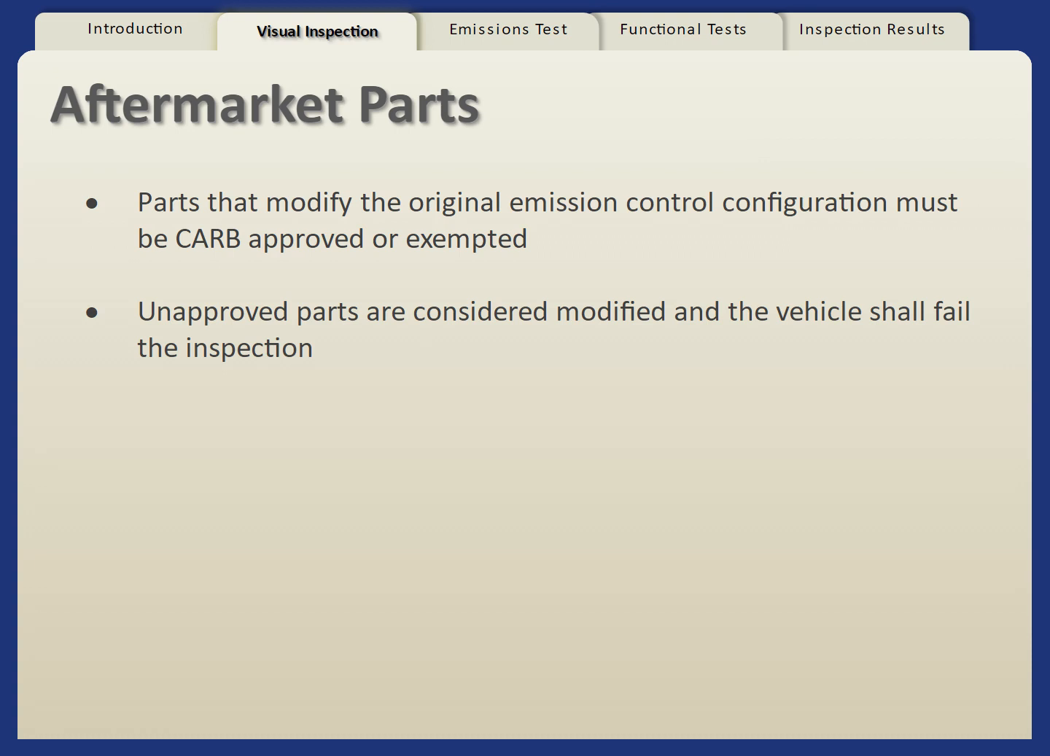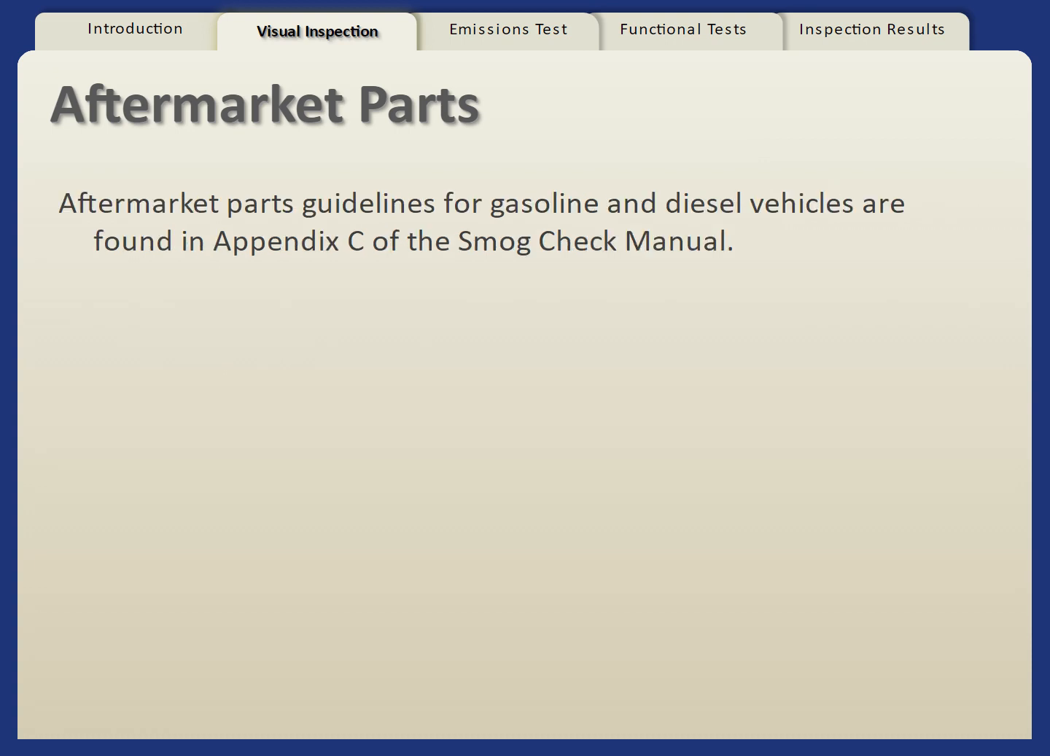If a vehicle is equipped with parts that modify the original emission control configuration, inspectors must verify whether those parts are ARB approved or exempted. If the installed parts are not ARB approved or exempted, and the original emissions control configuration has been modified, the corresponding emission controls are considered modified, and the vehicle shall fail the inspection. Aftermarket parts guidelines for gasoline and diesel vehicles are found in Appendix C of the SmogCheck manual.